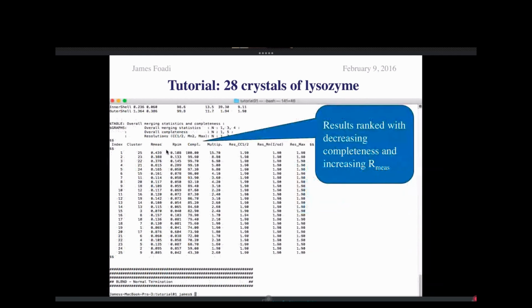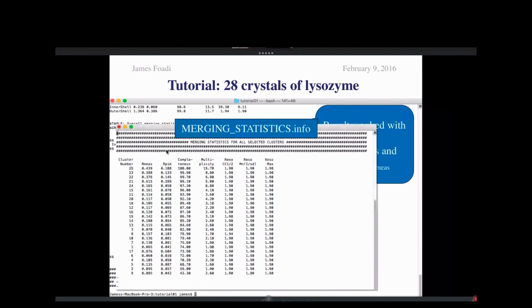Eventually, overall statistics for all clusters are collected in a single table. The same table is included in the merged files directory with the name mergingstatistics.info. And with this one, you can have an overall view of all the statistics for all the clusters in the dendrogram.